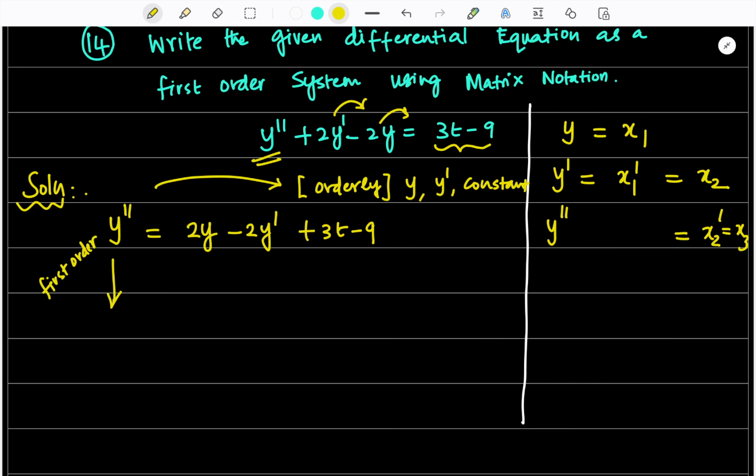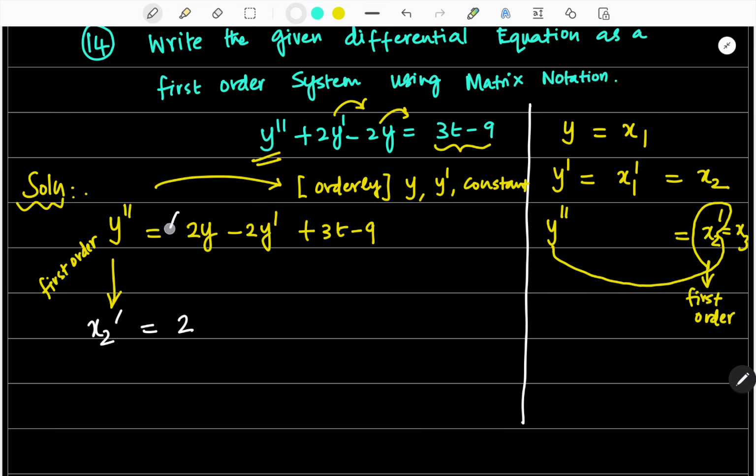We are going to write y double dash as a first order. So how are we going to write y dash as a first order? Look here. Y double dash here is the first order. Okay, everybody? Right. So this first order is x2 dash.